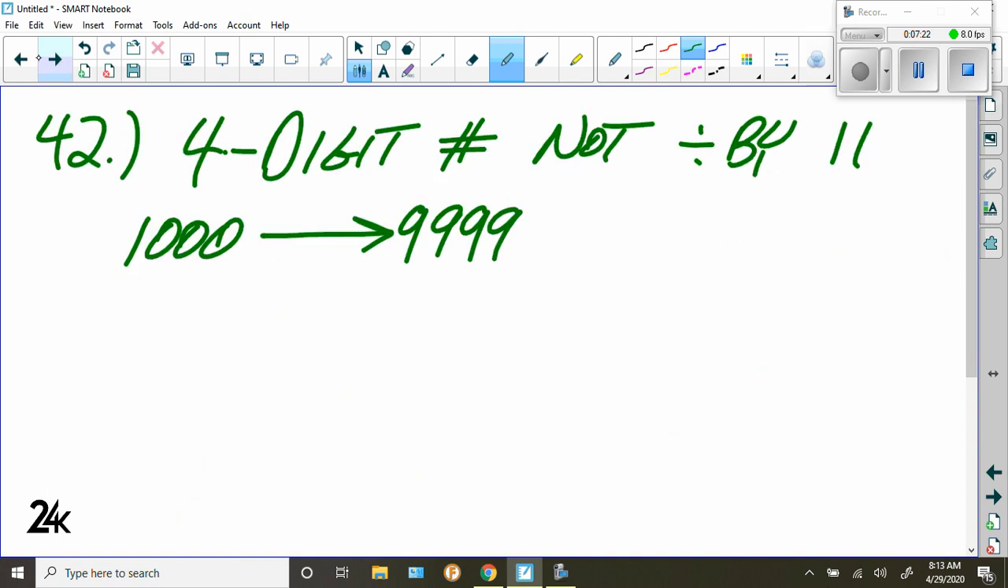Okay, here we go. So you're like, what? Well, what I'm going to do is figure out how many are divisible by 11 first. Okay, so it's just like the previous problem. I'm going to take 1,000 and divide it by 11. I know it's not divisible. It's 90.9, so I'm going to raise that to 91. I'm going to take 91 times 11, and that means that my first term is 1,001.